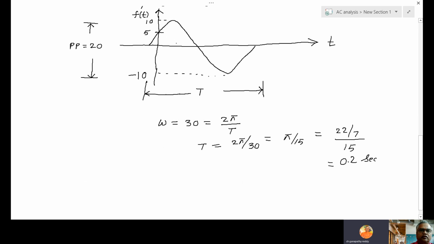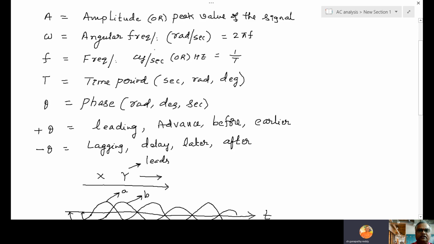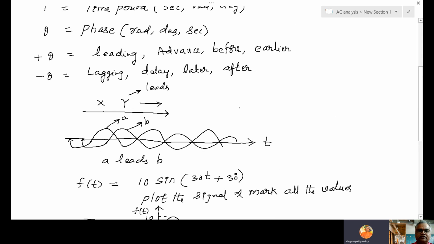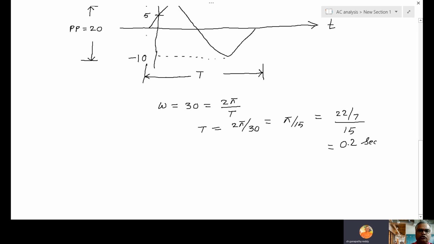Next, we have to show this value. How many degrees leading is it? 30 degrees. So I can't show minus 30 here. Degrees we have to convert into seconds. How to convert degrees into seconds? 360 degrees is equivalent to a time period of 0.2 seconds. But how many degrees earlier? 30 degrees. Equal to how many seconds?